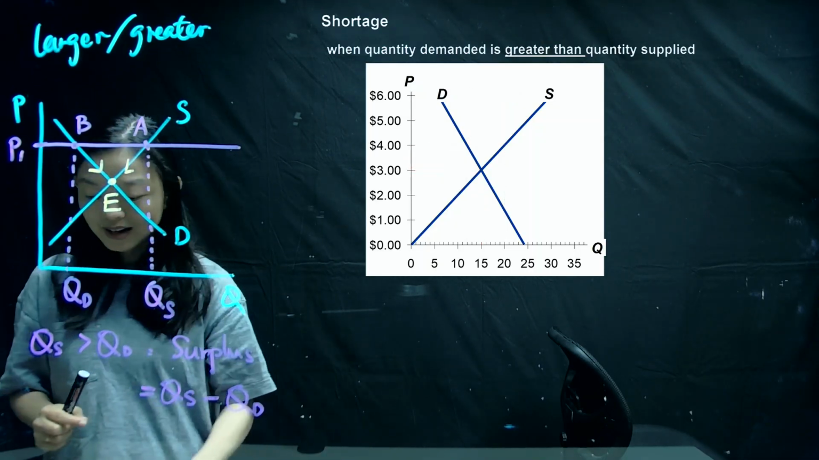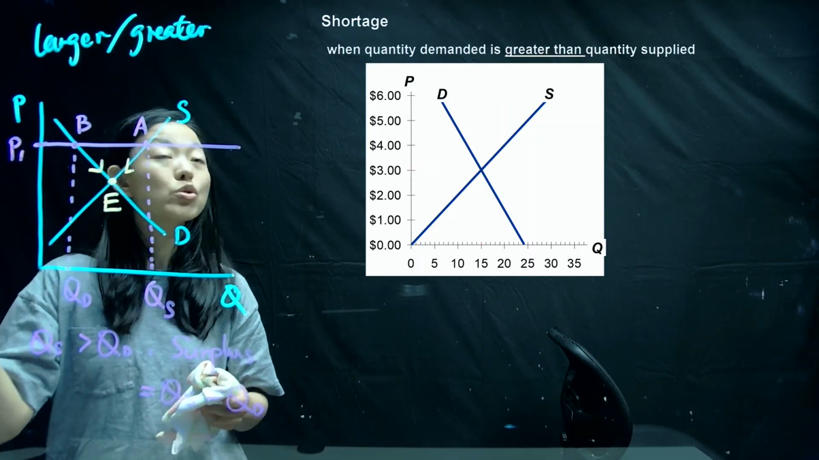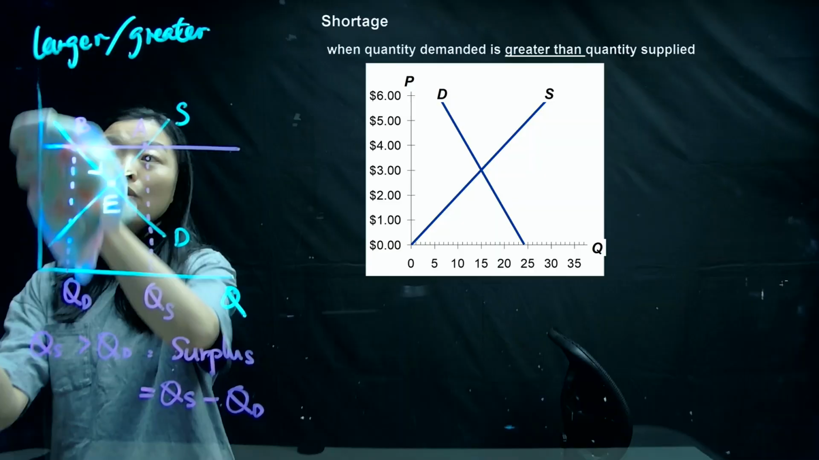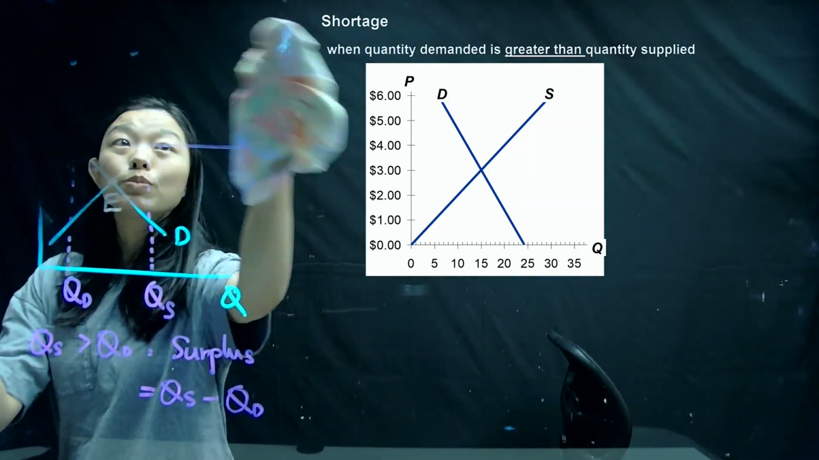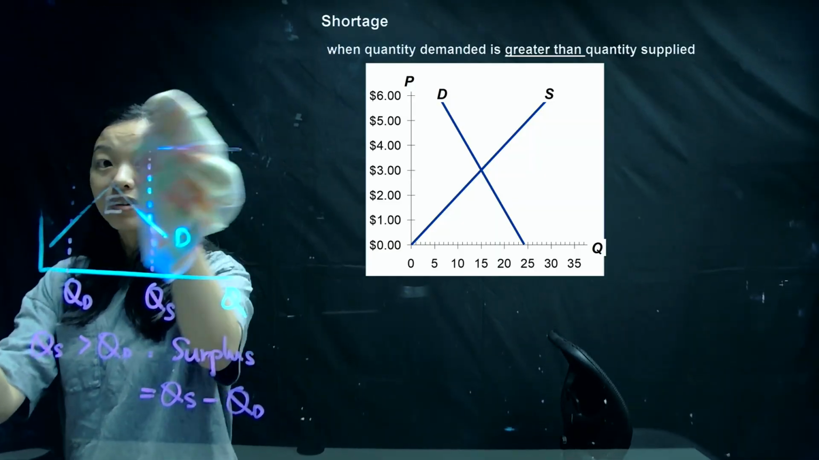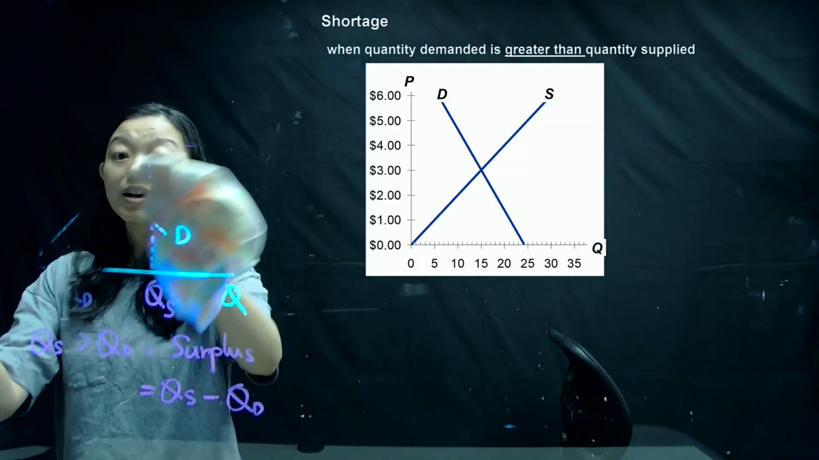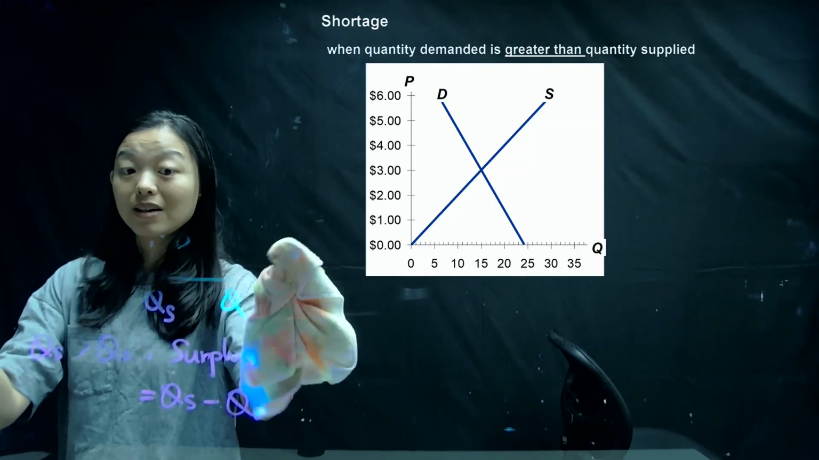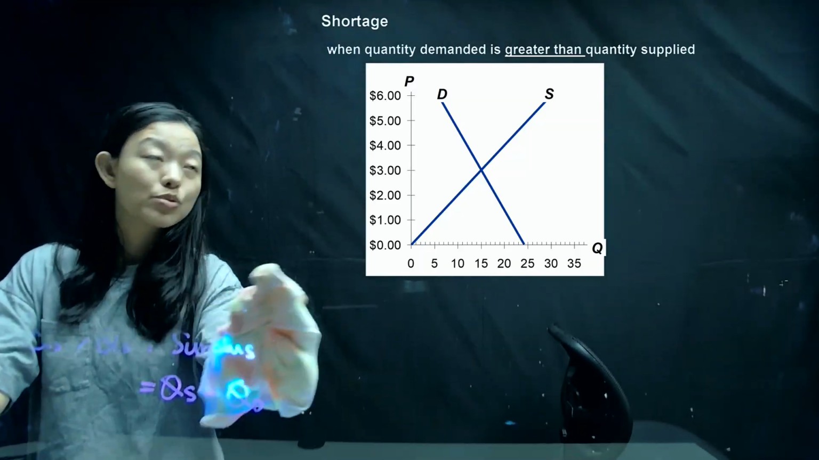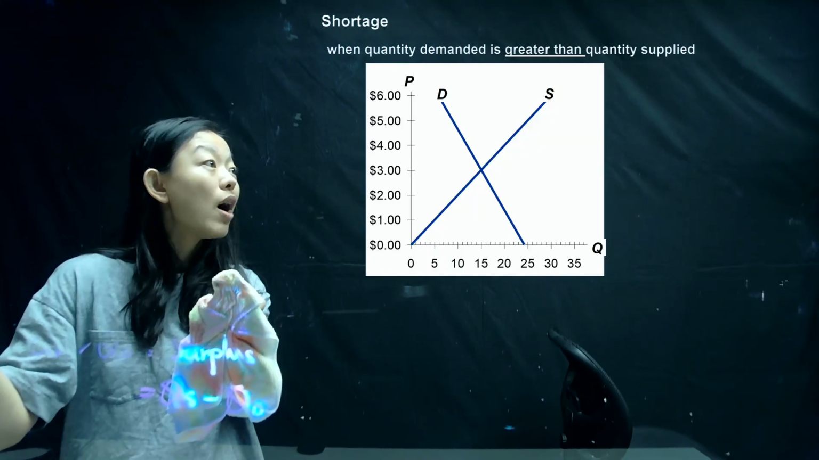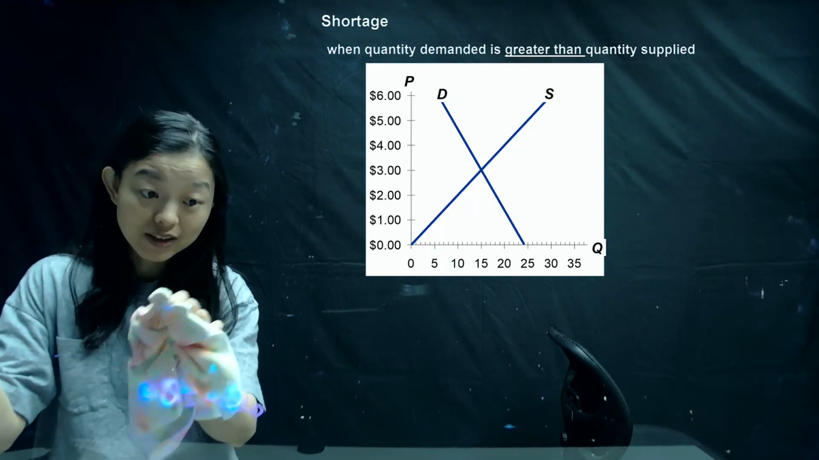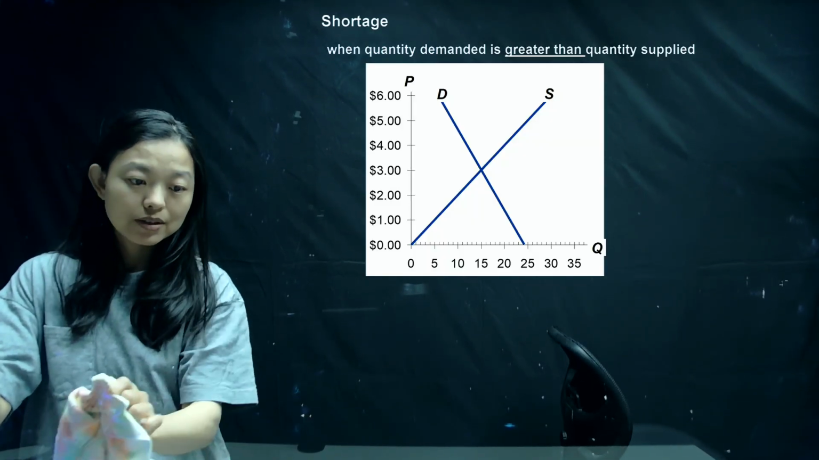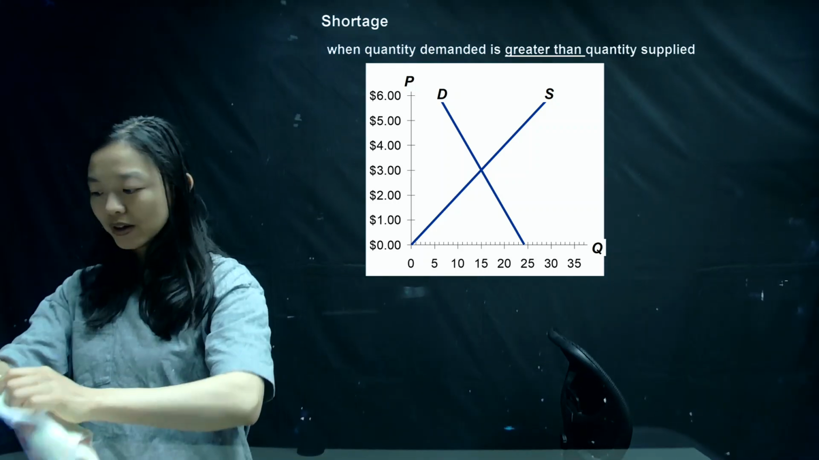Now let's look at another case. Another case will be shortage. What happens in a shortage? Shortage means consumers would like to buy more, however, there are not enough products in the market. So shortage means the quantity demanded is greater than the quantity supplied. Let me draw a graph for you as well.